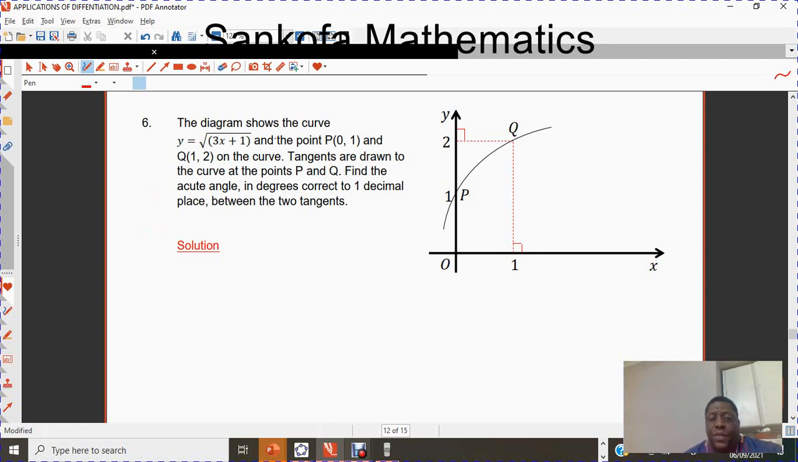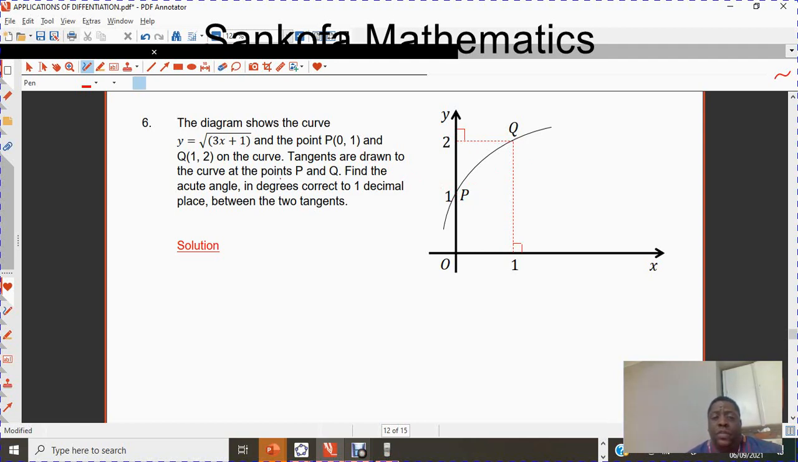So you have a diagram here. It shows part of a curve. You can see the curve is there, and the equation of the curve is y equals the square root of 3x plus 1. Then you have the point P, which is the point (0, 1), and point Q, which is right up there, the point (1, 2). And they are on the curve.